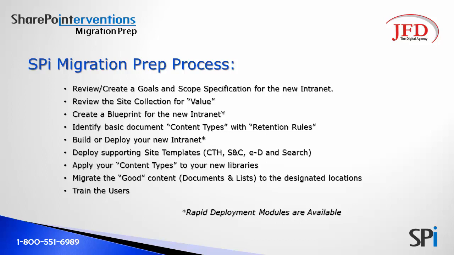Then you deploy a site collection in the cloud and build the new intranet structure based on the blueprint you created. Then you deploy the supporting site collections, which would normally be a content type hub, a security and compliance center, an e-discovery center, and a search center. Then you apply your document content types to your new libraries. Then you migrate the good content into the new intranet. Then you train your users. Now let's take a slightly deeper dive into each one of these steps.